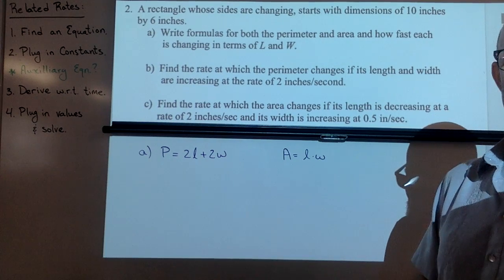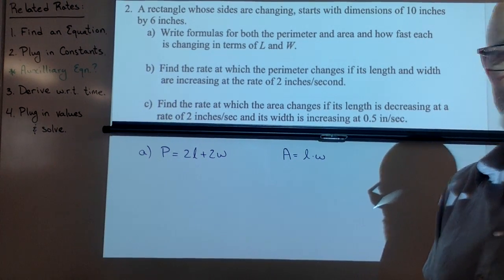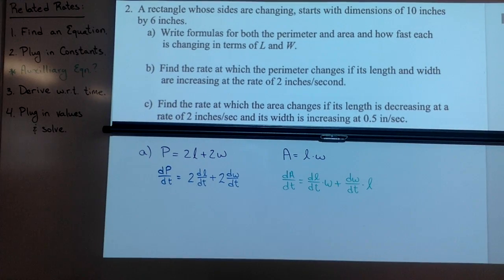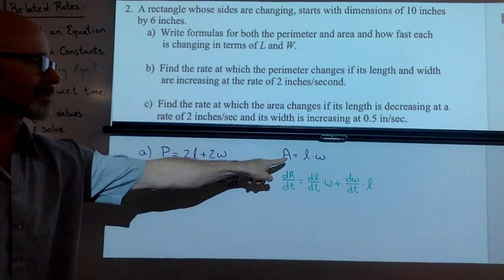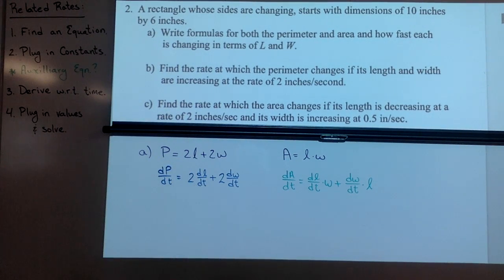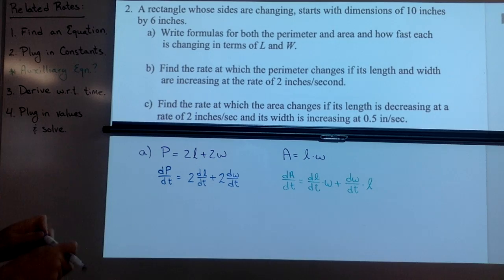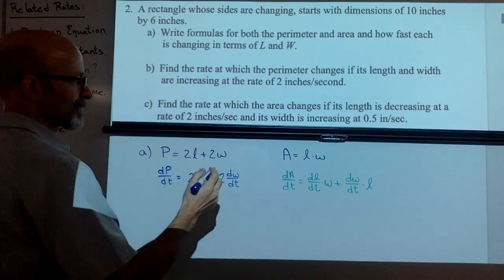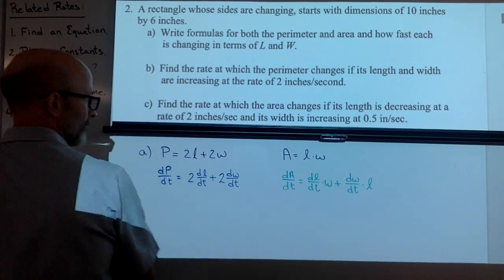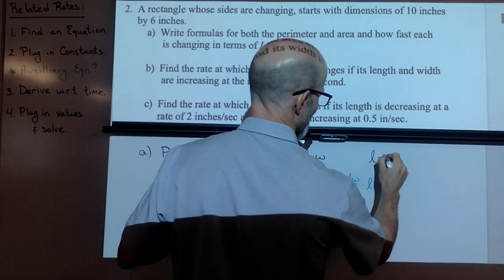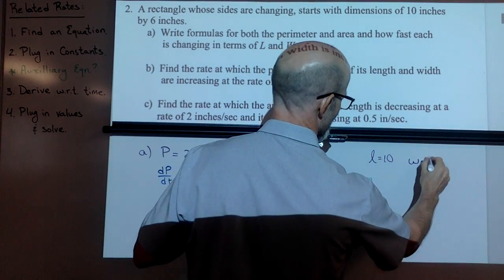So let's just get to the deriving here, shall we? Well, that wasn't too hard. We had a bit of a product rule situation going on over here, but yeah, no big deal. Basically, all I have left is to plug in values and solve. So here's where it comes to identifying what these things are. We're told that the dimensions are 10 and 6. So I'm just going to go ahead and say the length must be 10 and the width must be 6.